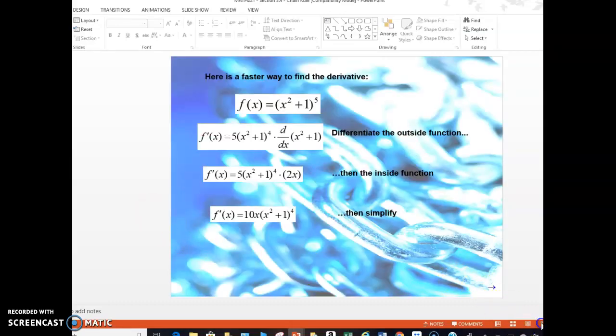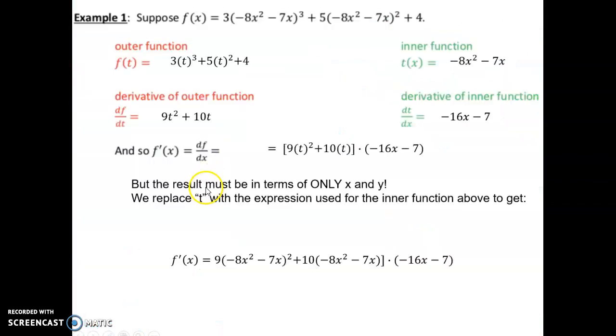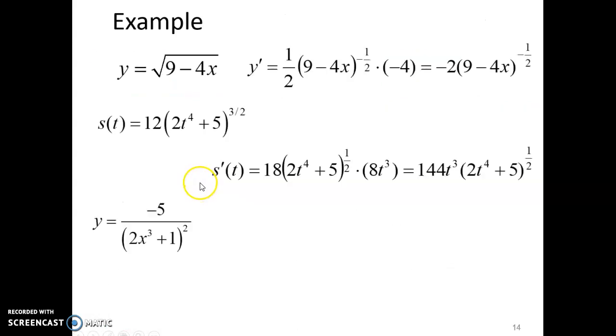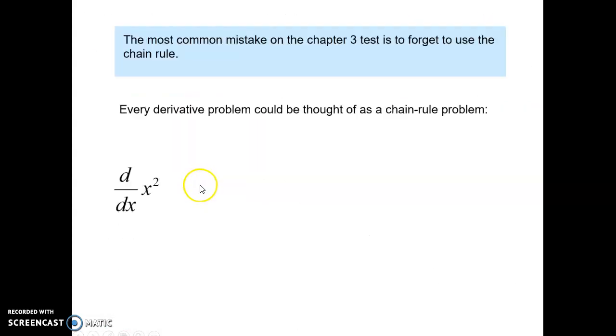So that finishes up our PowerPoint. Let me see if I can get where I wanted to be at the very end of here. So this was all of our examples that we just went through.